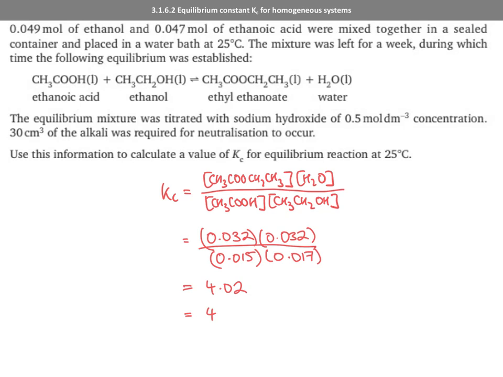Regarding the units, because we were able to cancel the volumes out, that was because there were an equal number of moles on both sides of the reaction equation. That also means that there will be no units. So whenever you get a reaction in which you're not given the volume, because there's an equal number of moles in total on both sides of the reaction equation, that also means that there'll be no units. So if we look at what we've got here, moles per decimeter cubed times moles per decimeter cubed divided by moles per decimeter cubed times moles per decimeter cubed. So there will be no units, they would all cancel out.